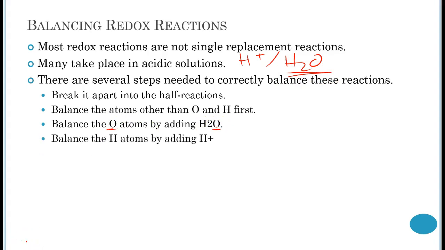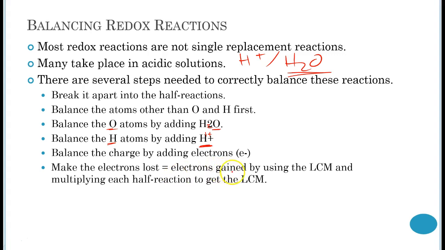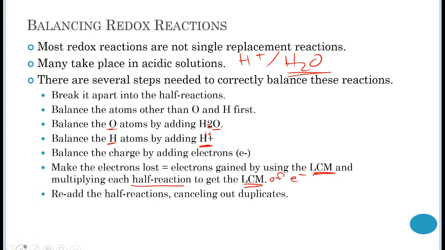Then you're going to balance the hydrogen atoms by adding H with a positive 1 charge. I'm sorry, these are not subscripts and superscripts. So for every H you need, you're going to add an H1 plus, because it takes place in acidic solution. Then you're going to balance the charge by adding electrons, and that's what we were doing on the previous slide. We were figuring out how many electrons we had to put in. This is a little bit trickier on this one. And then you're going to make the electrons lost equal to electrons gained by finding that least common multiple and multiplying each half reaction to get the least common multiple of the electrons. You're going to add them back together, and we did that on the previous slide.